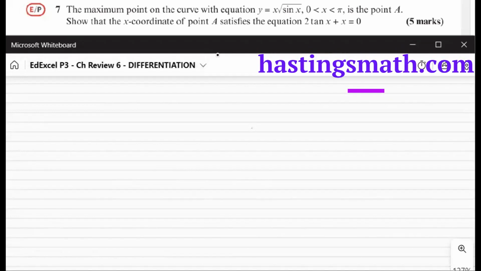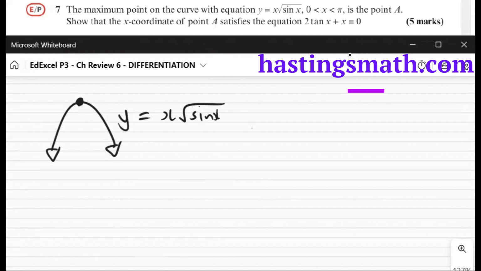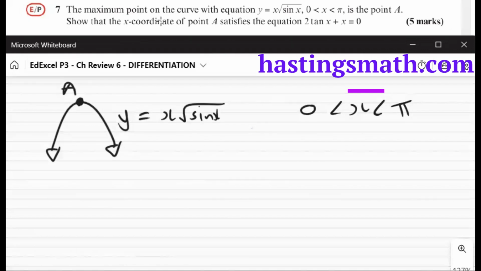Okay, Edexcel P3, chapter review 6, looking at differentiation questions, doing number 7. So we have a maximum point of a curve, where the curve has the equation y equals x times root sine x. We have a restriction that x is between 0 and pi, and this is point A. Show that the x coordinate of point A satisfies the equation 2 tan x plus x equals 0.